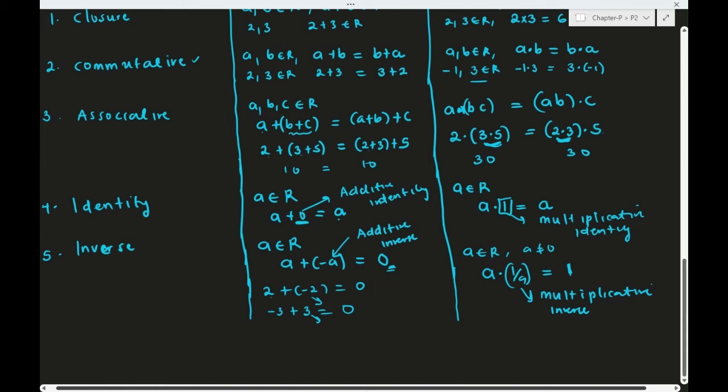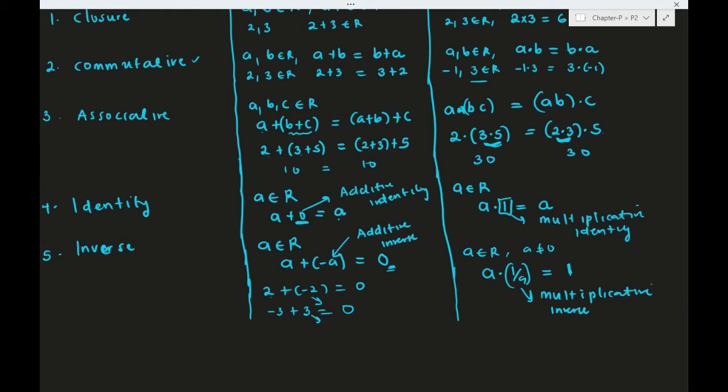So now, but here we can see that if A is equal to 0, then we have a problem, right? So every number has a what? It has a multiplicative inverse, except what? Except 0.